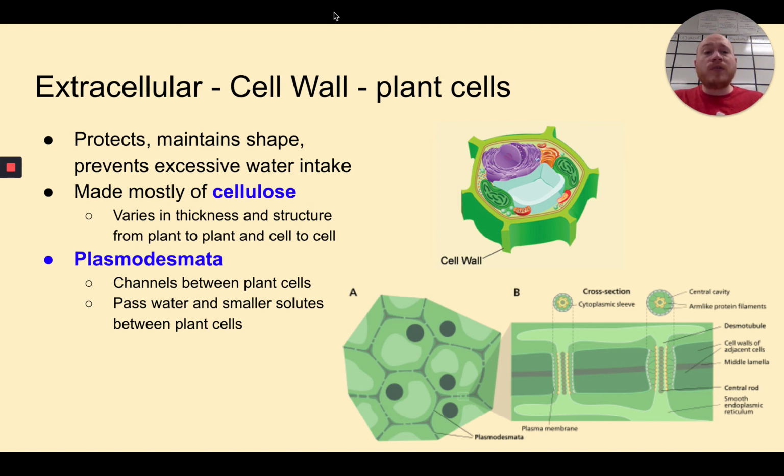It's made mostly of cellulose, which varies in thickness and structure from plant to plant and from cell to cell. So the cellulose in one part of the plant might be much tougher than in another part of the plant. And we like to think of cellulose as being fiber in our food. So if you've ever eaten a high-fiber food, you would expect to find a lot of cellulose in this. In fact, wood is almost all cellulose.